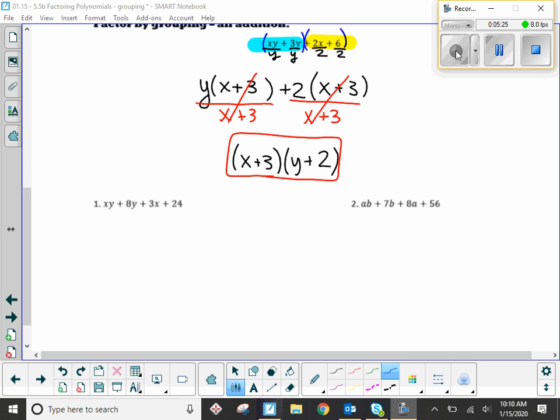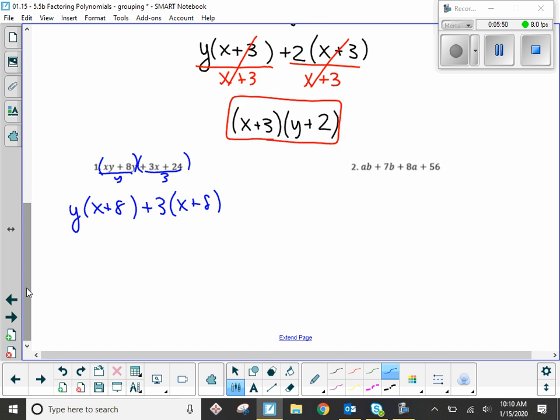You ready? Let me go through these real quickly. You ready for real quick? So you're grouping these two. What's the GCF in the first group? And then what's the leftovers? Okay. What's the GCF in the second group? 3. So you write that here. What are the leftovers? And then what do these have in common? And what's left over in this group? And this one?